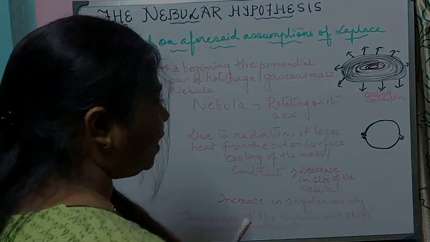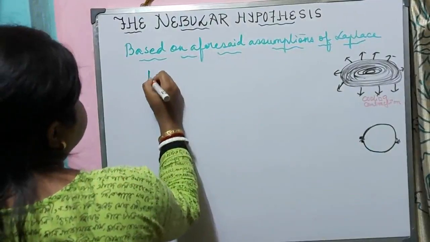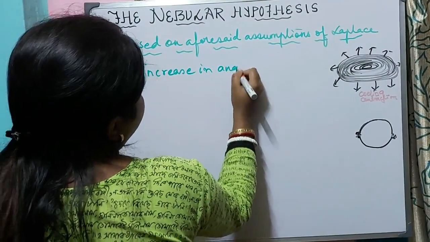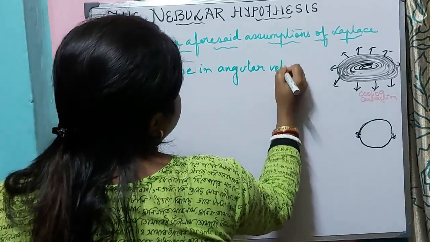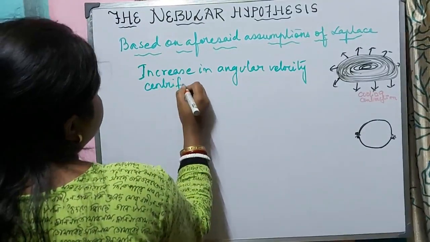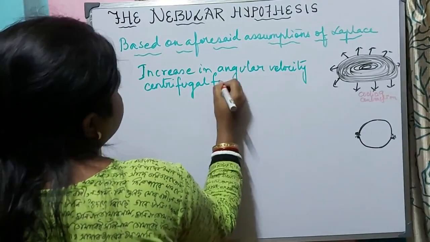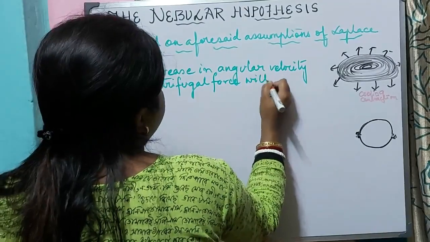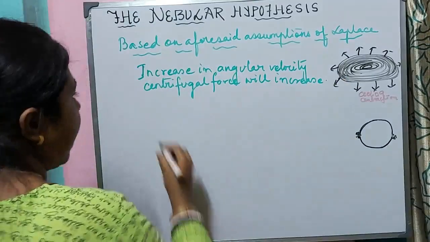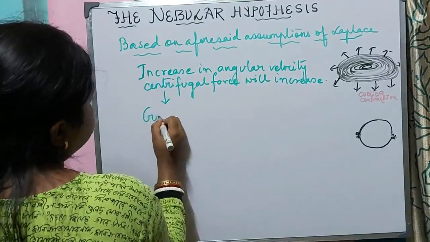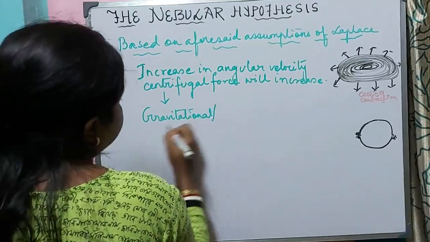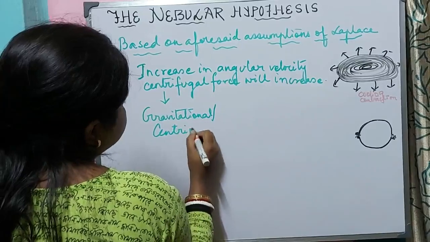Now, let us see what will happen next. With the increase in angular velocity, we will see that centrifugal force will increase. I already explained to you about the centrifugal force. There are actually two forces which are acting. One is centrifugal and the other one is the gravitational, or we can say the centripetal force.